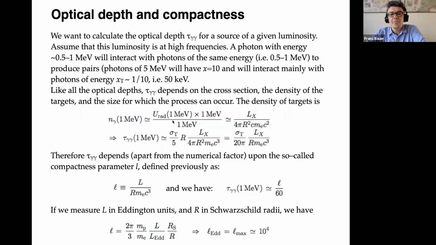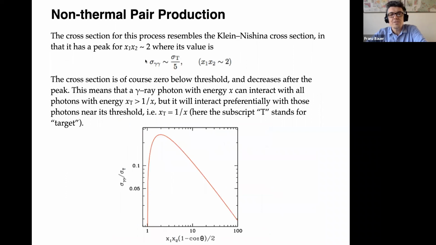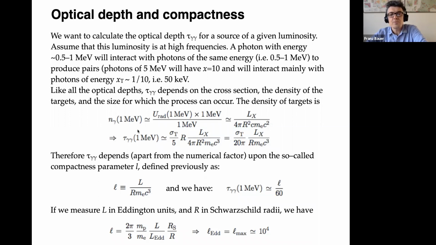And so we know that tau is equal to, if we go back here, this cross section is equal to the Thomson cross section divided by 5. And so this thing is going to be equal to the cross section of gamma gamma, times the radius, times the number density of photons, right, which is just this. And so plugging all this in, we have something which looks like this. And now recall the compactness parameter that we had mentioned before. So this thing, basically apart from a numerical factor, depends on this compactness. The compactness is given by this. And so the optical depth is just the compactness divided by 60 at 1 MeV.